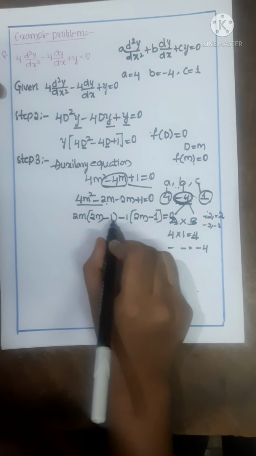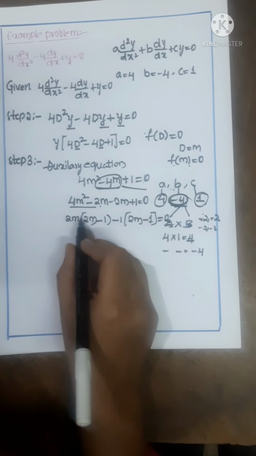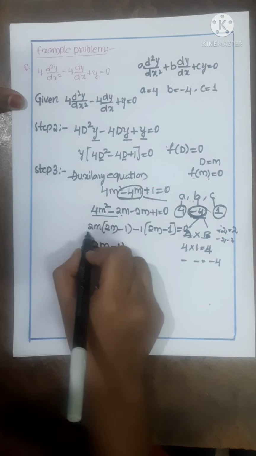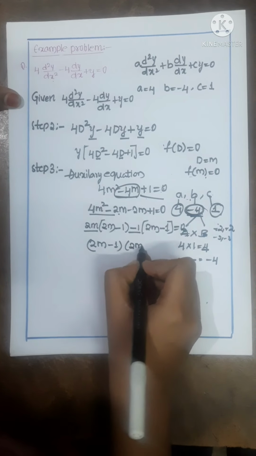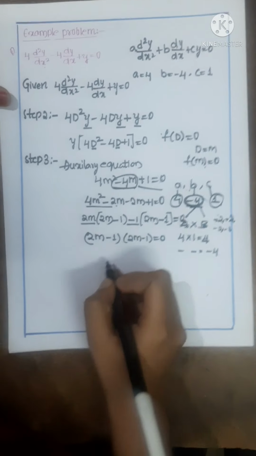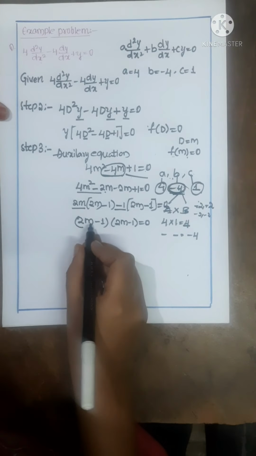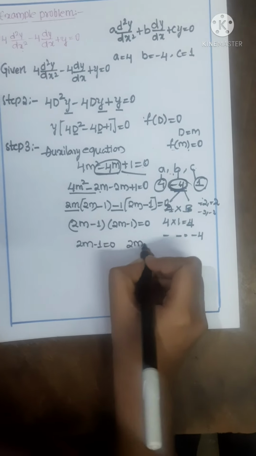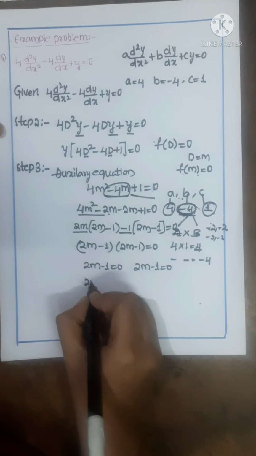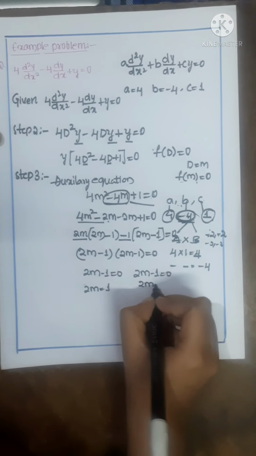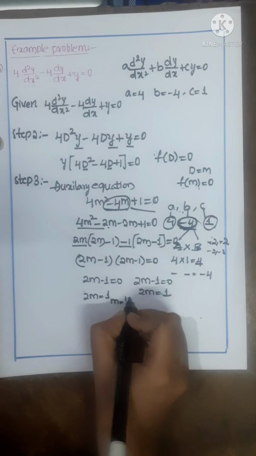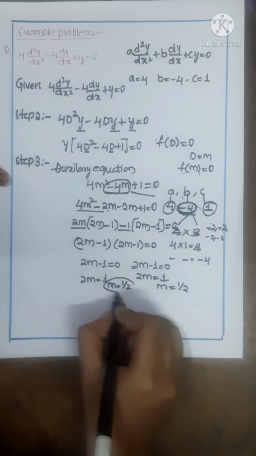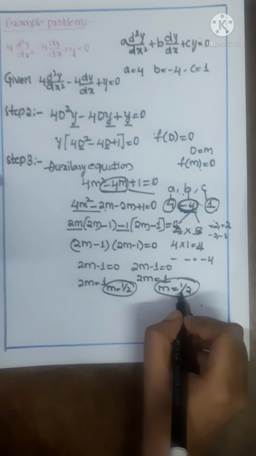After that, we can see 2m minus 1 and 2m minus 1 is common in both cases. So we can write it as 2m minus 1 into 2m minus 1 is equal to 0. Next, here we can see 2m minus 1 is equal to 0 and 2m minus 1 is equal to 0, meaning 2m is equal to 1, 2m is equal to 1. Here we got both equations as m is equal to 1 by 2. Meaning the roots are 1 by 2 and 1 by 2, both are equal.